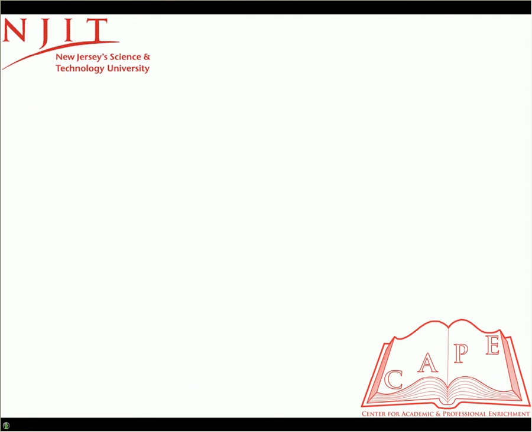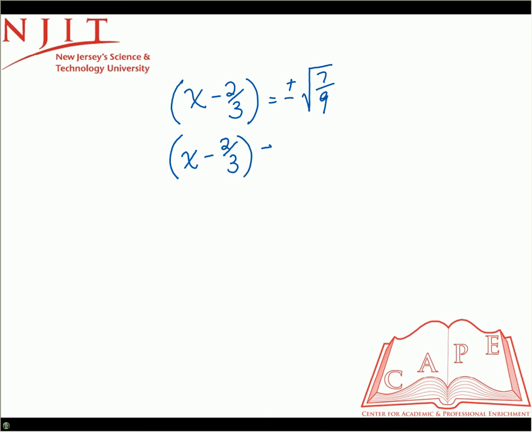So here I'm just going to rewrite what we have on the last slide, which was x minus 2 over 3 is equal to plus or minus the square root of 7 over 9. Now 7 on the top is not a perfect square, but the 9 is. The square root of 9 is 3. So we're actually going to rewrite this as x minus 2 over 3 is equal to plus or minus square root of 7 on the top, but a 3 on the bottom. And that gets rid of that one.